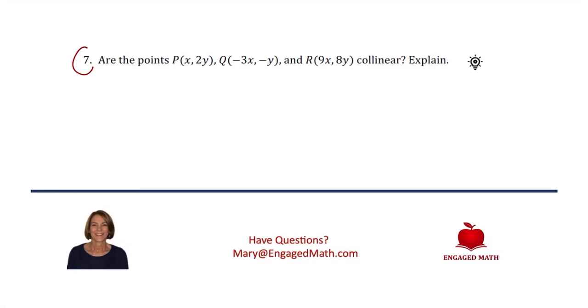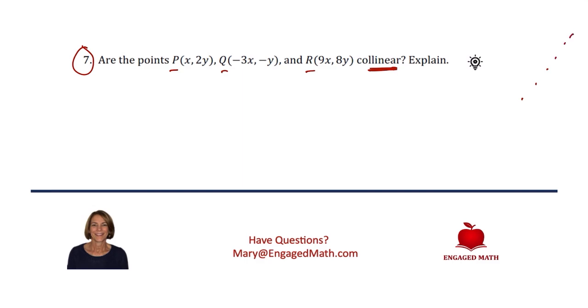Welcome to Lesson 9, problem number 7, where we are trying to determine whether the points P, Q, and R are collinear. Now, the definition of collinear means on the same line. So if 3 points are on the same line, that must mean that the slope between any two of those points has to be the same as between one of the points and any other point.